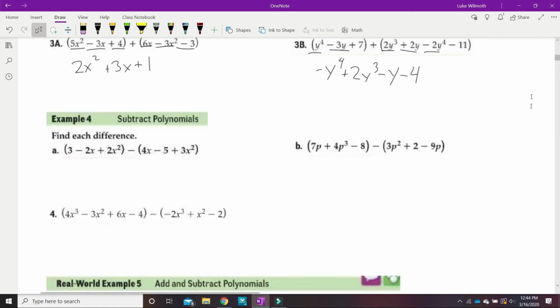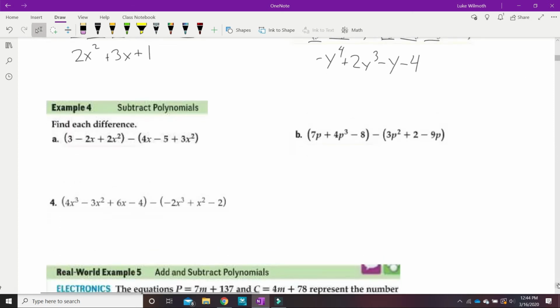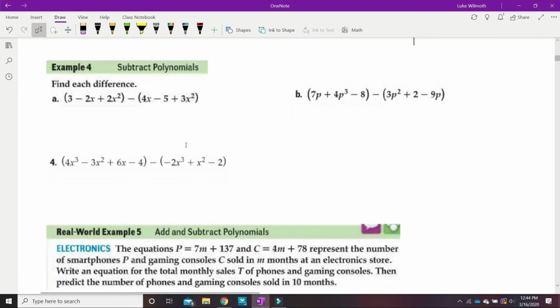Now we're going to look at subtracting polynomials. Subtracting polynomials is not going to be that much different, but there is one additional step. So see how we have the negative here? Anytime we have a negative outside of parentheses, it's just like having a number outside the parentheses. That's a negative 1 here. So I have to distribute negative 1 times all of these terms.